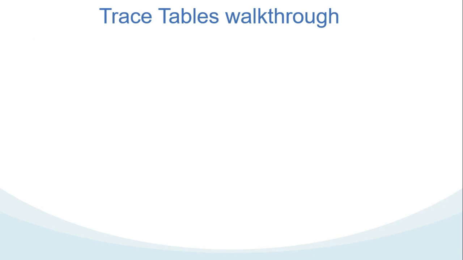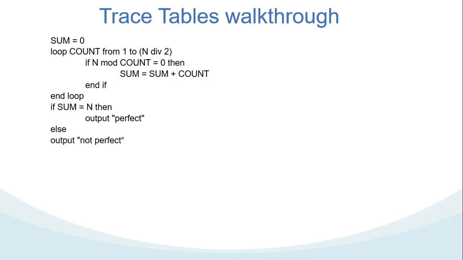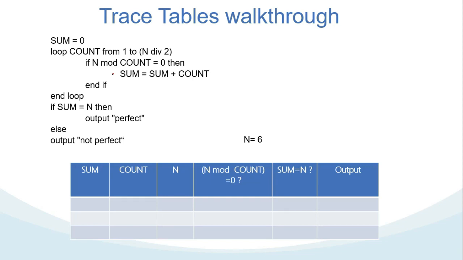Now let's see the second example. You are given a pseudocode like this and you are given data 6. As I mentioned earlier, your job is to put all the variables in your code as well as the conditions in your code into a table. So it will look like this. We have sum, we put it here, we have count, we have a condition to check here, and then we have another condition to check as well as output.